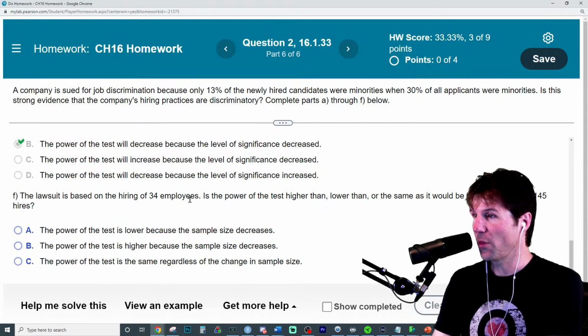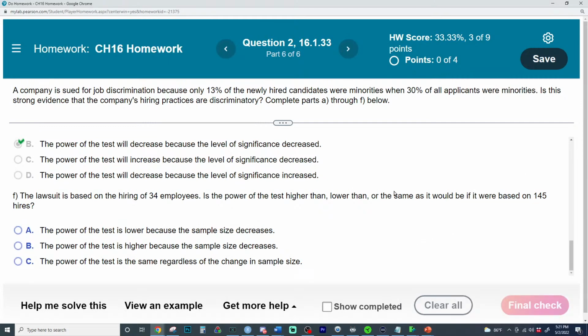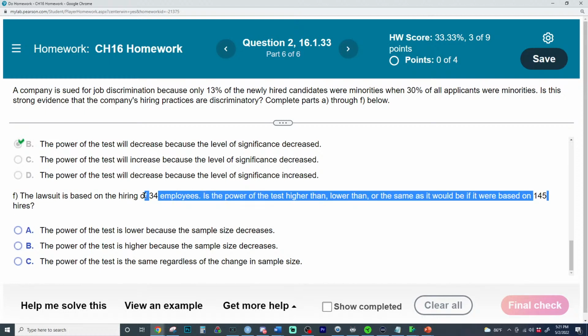If the lawsuit is based on 34 employees, then what would the power be if it was based on 145 instead? So we're saying we're at 34 now, going from 145. What's happening to sample size here? Sample size is whatting? Yeah, sure, Fran. We'll do that right after this. You bet, Fran. Thank you so much.